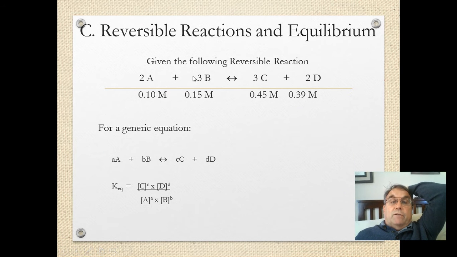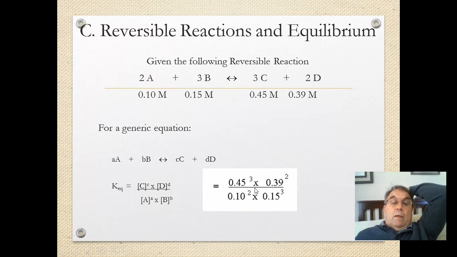So if you're asked to write the equilibrium expression, then this is what you do. And you just plug in the values that are given in the reaction. If you're asked to solve for the equilibrium expression or find the constant for this equilibrium, then you actually plug in these values. So the concentration of C would be 0.45 to the third power. The concentration of D would be 0.39 raised to the second power. Then, remembering the order of operations, you take 0.45 and cube it, then 0.39 and square it, then you multiply those two together.